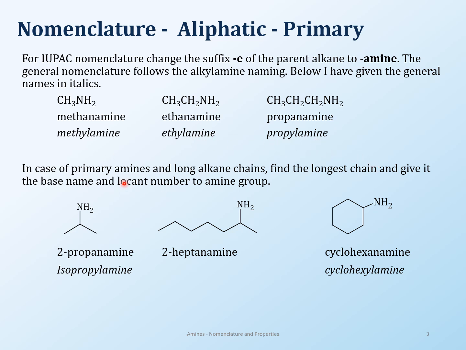So when you have long chains in the primary amines, then you have to name the long chain and also give the locant. So here this one would be 2-propanamine, or this could be called isopropylamine. So the isopropyl group is right there, and then the amine, okay? If it is not something that you can name using an alkyl group, then just give 2-heptanamine, so count the number of carbons in the long chain, and then give the location of the amine group, okay? So 2-heptanamine, and this is cyclohexanamine, all right? So keep it simple.